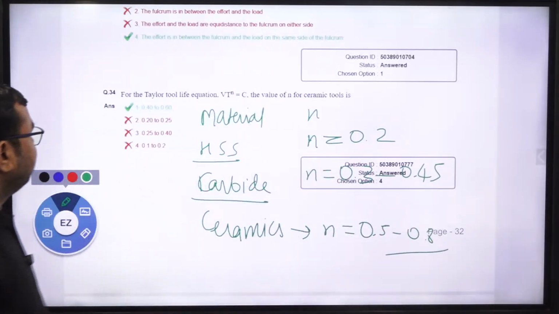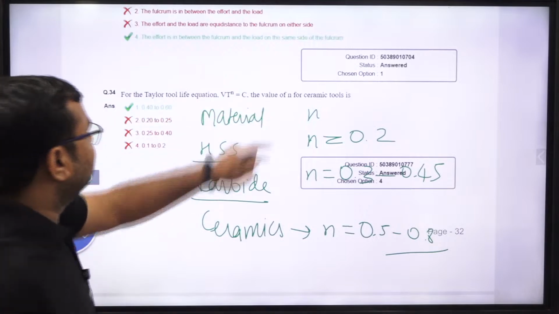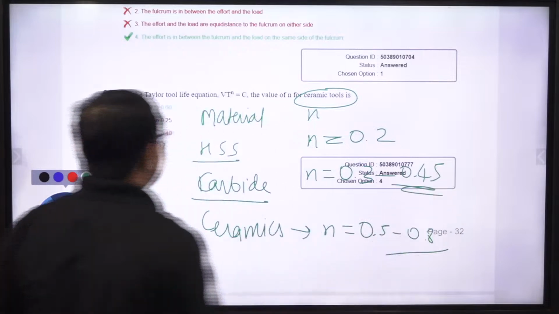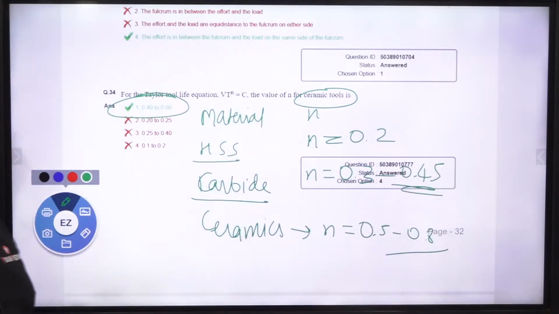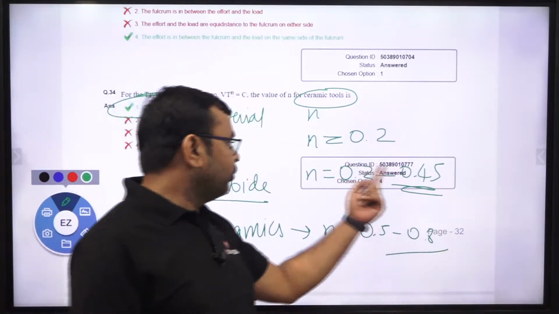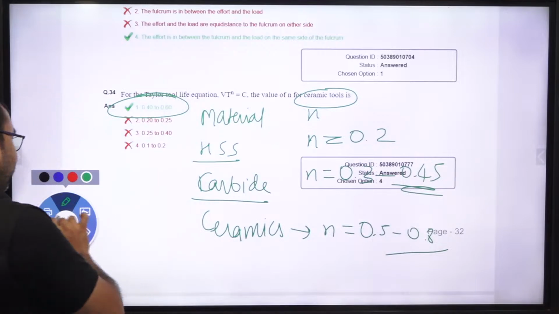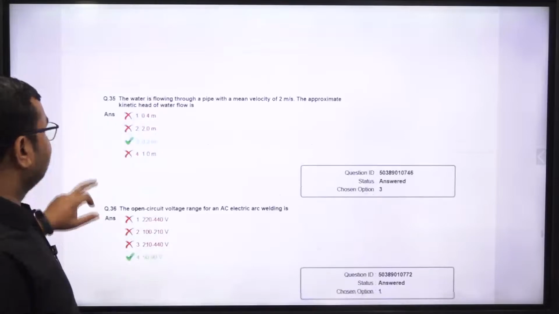Yes or no? So let's see which one is the right answer. For the Taylor tool life equation, we need to determine the value of n for ceramic tools. Obviously, ceramic tools की value क्या होगी? 0.45 से ज़्यादा होगी. So the best suitable answer is this, 0.4 to 0.6. Actually, we have this range 0.5 to 0.8, and in some books we see 0.45 to 0.8. So don't worry about this. Correct? Okay, so let's see another question.